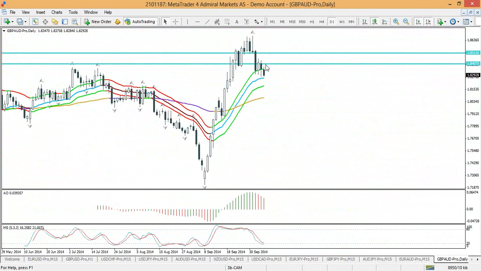Daily chart is difficult to say. It's a strong up, it's a strong down, strong up. It could be again a strong down. I wouldn't necessarily make any conclusions on that.